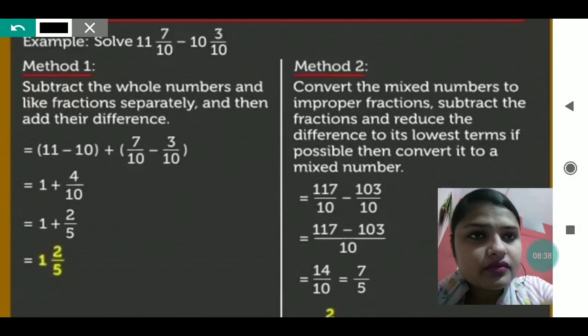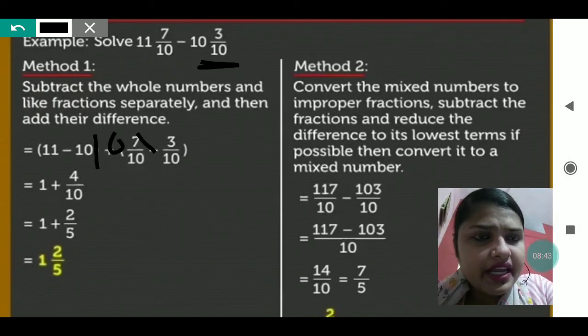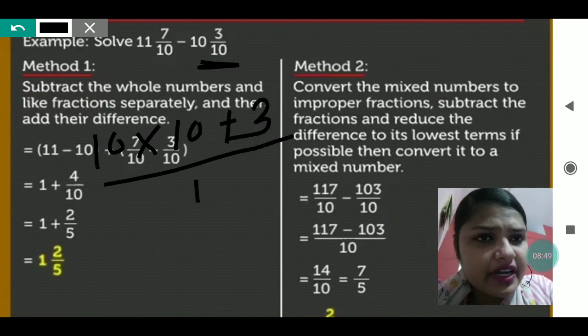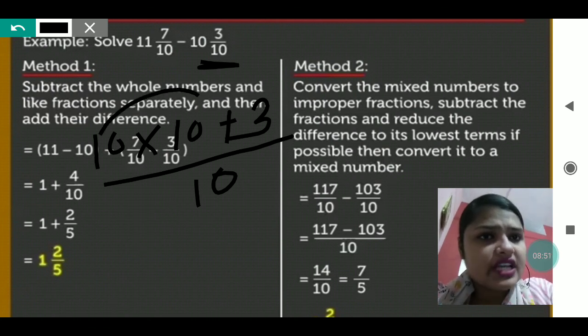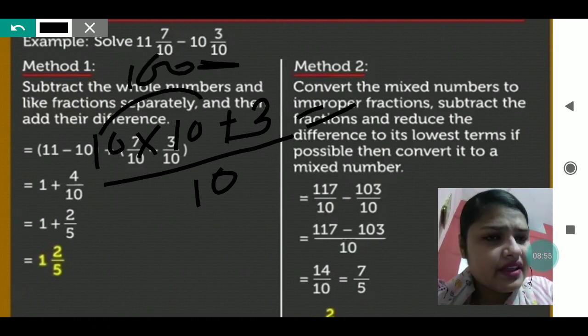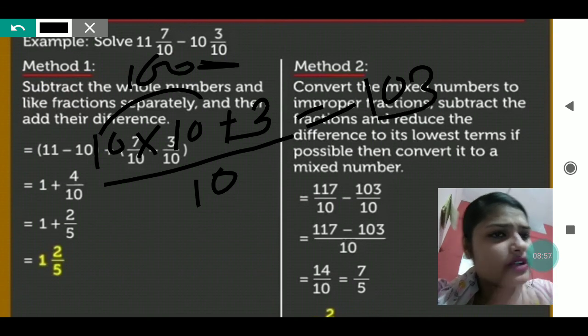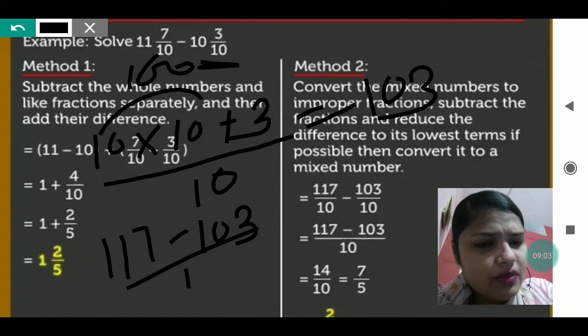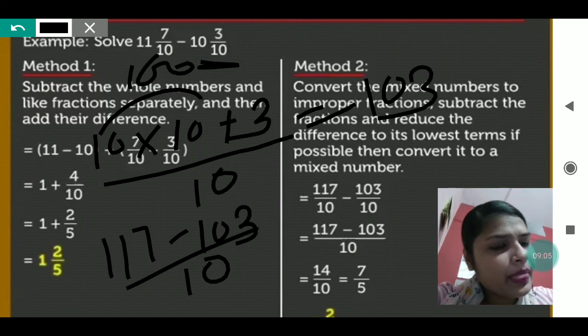Just see. Now this one we will convert. Now 10 into 10 plus 3, isn't it? Now the denominator is 10 only. Now 10 into 10 will be 100 and 100 plus 3 will be 103. So now two numbers you are having, 103 by 10 and 117 by 10. You subtract these two because the common denominator will be 10 only.